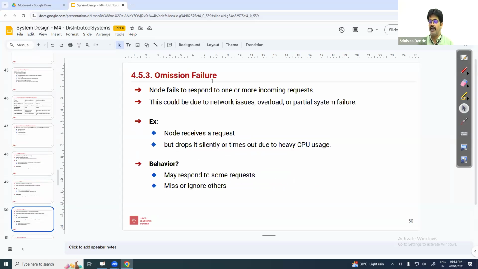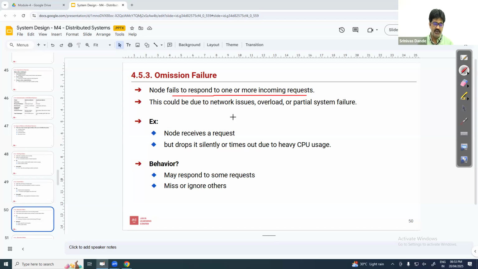And the third one is omission failure. The node fails to respond to one or more incoming requests. Suppose you are sending a request to a server and it is not responding. Can we decide the server has failed, crashed, or is not working? We can't. In the previous session, we discussed that sometimes when a server is busy with heavy processing, it can omit some of the requests.